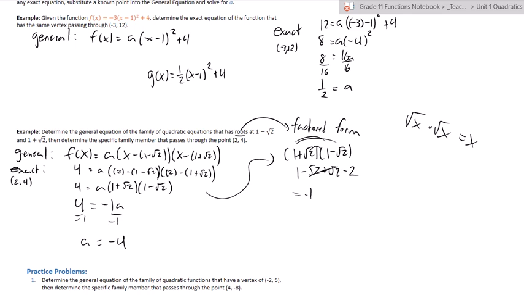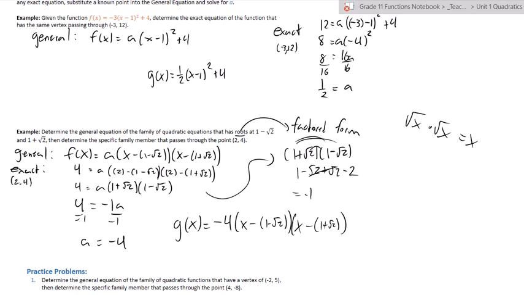And then we can then make our exact equation. So we'll say g of x again. g of x is equal to negative 4. And then we'd have all of this again. We'd have x minus 1 minus root 2. And then we have x minus 1 plus root 2.